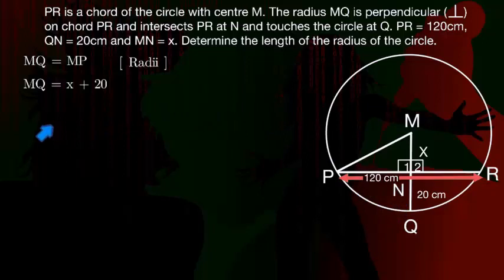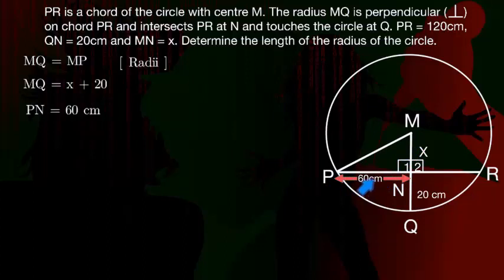Now I'm going to write first that PN is equal to 60 centimeters. Now why did I do this? Because if I want to get this line in a right angle triangle, I want to make use of Pythagoras and therefore I need the length of two of the sides. Now the length of this side is X and the length of this side is 60.